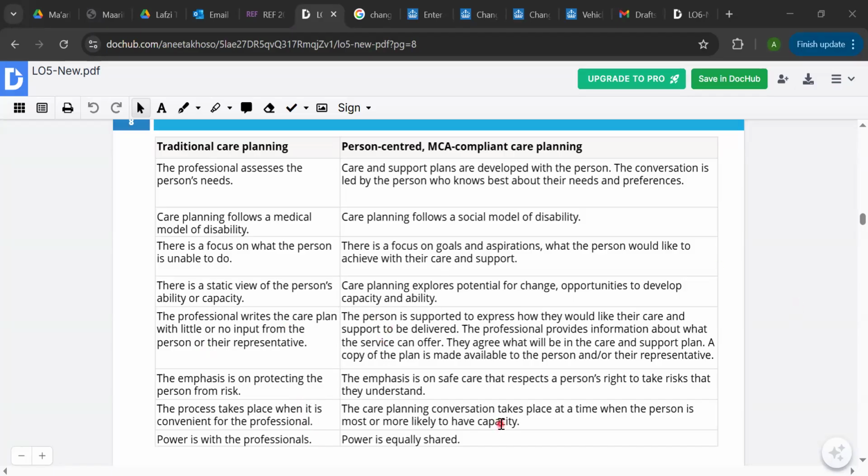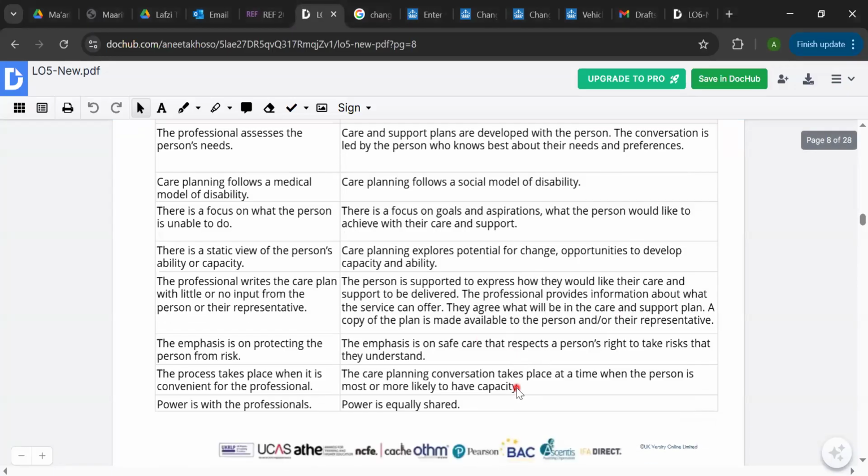Now, what happens is that the person is supported to express how they would like their care, what time, what place, how frequently. Whatever is possible is done for them. The professional provides information about what the service can offer, the agreement, and what will be in the care and support plan, and a copy of the plan is made available to the person or their representative, whoever has the capacity to have it.